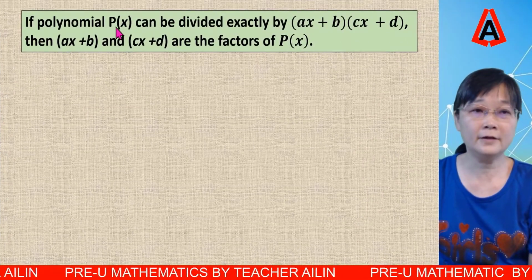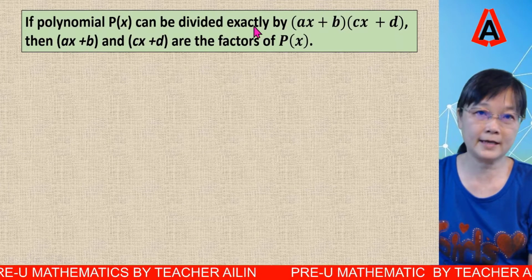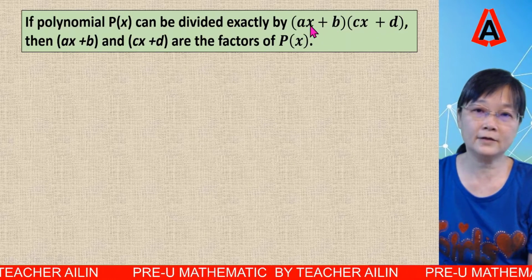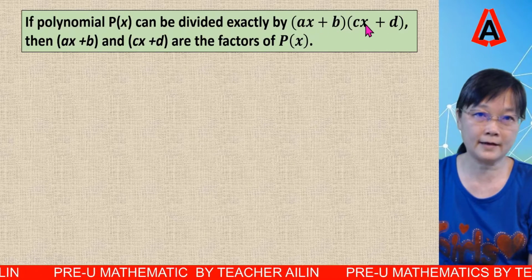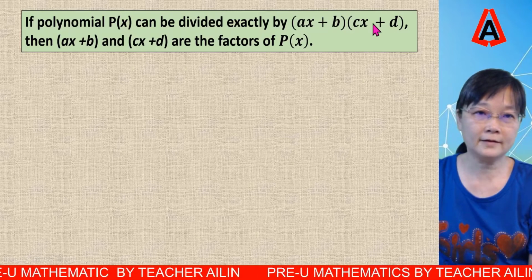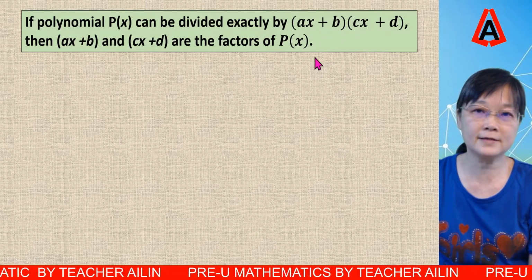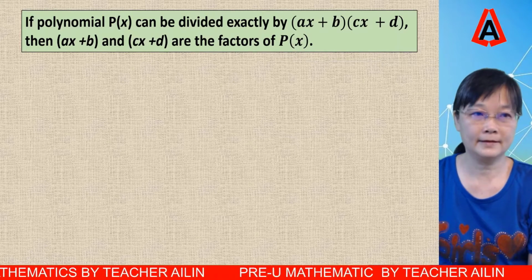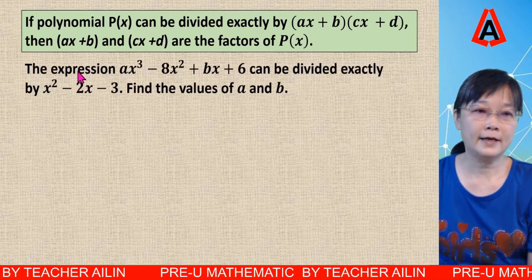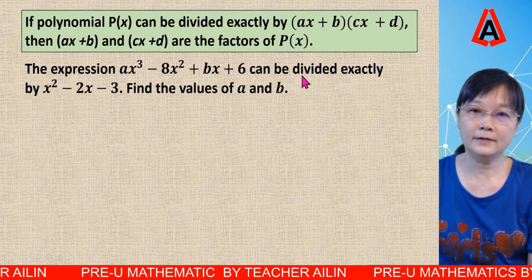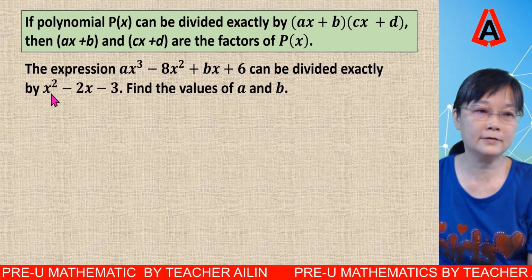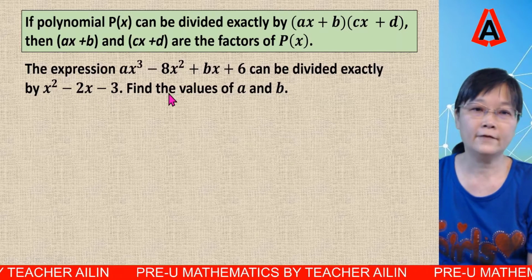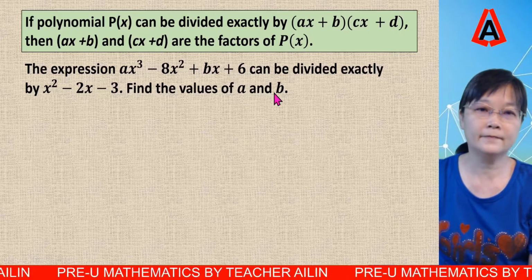Now, if a polynomial p(x) can be divided exactly by a quadratic divisor, and if the quadratic divisor can be factorized, then each of the factors in this quadratic divisor is also a factor of the polynomial. For example, the expression given here can be divided exactly by the quadratic divisor x squared minus 2x minus 3. Find the values of a and b.